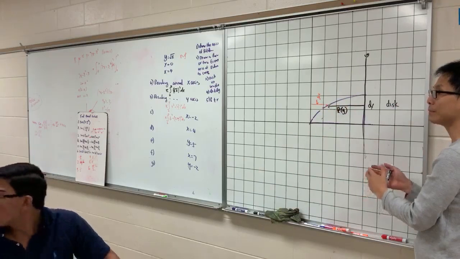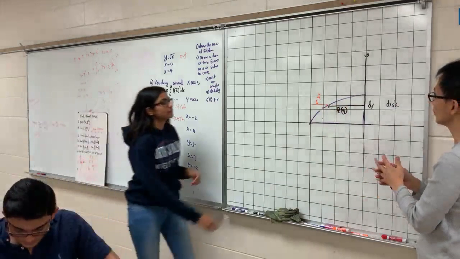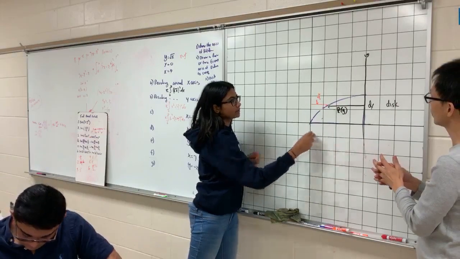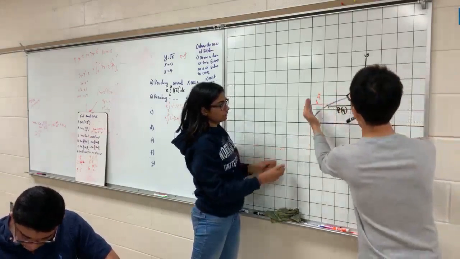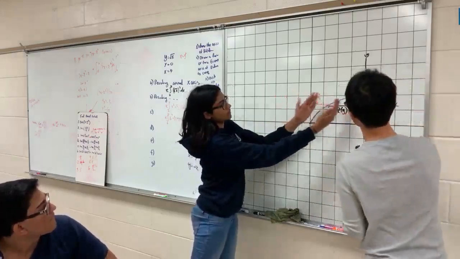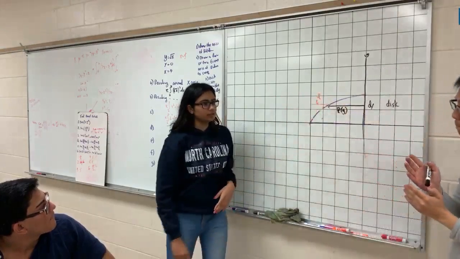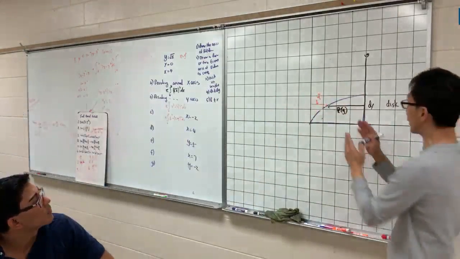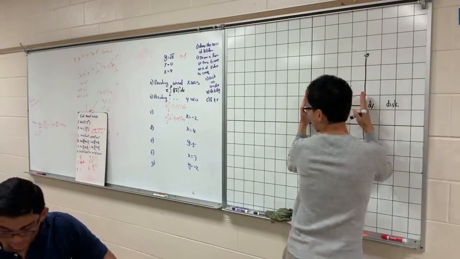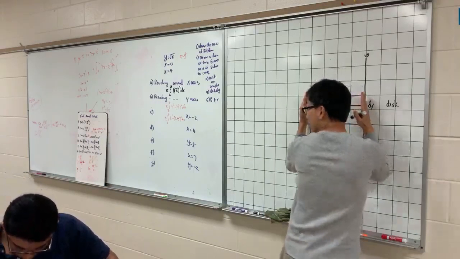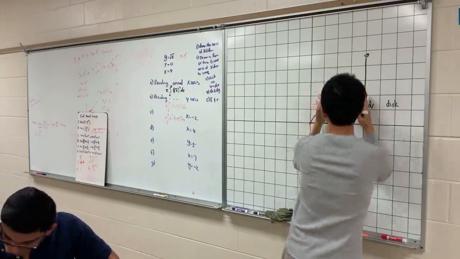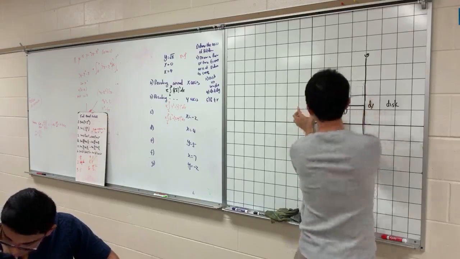Wait, what's that? This is like x equals 4, right? Yeah, that's from here to here, it's 4, and then you subtract that. Oh, that makes sense. If you think about it, from here to here is 4, right? But from here to here, it's 4 minus y squared.